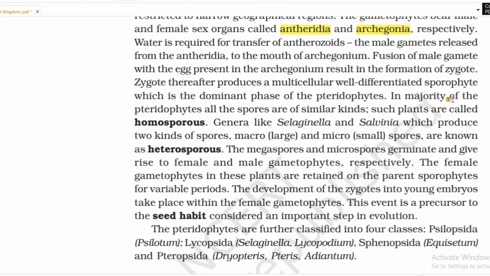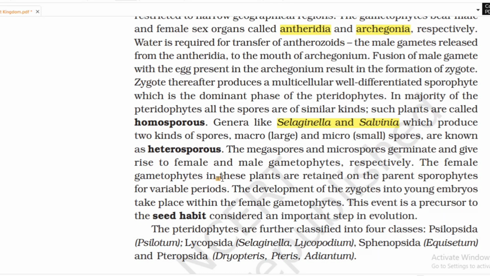In the majority of the pteridophytes, all the spores are similar in kind. They are known as homosporous. Genera like Selaginella and Salvinia, which produce two kinds of spores, large macrospores and small microspores, are known as heterosporous. The megaspores, large, and microspores, smaller, germinate to give rise to female macro and male micro gametophytes, respectively.